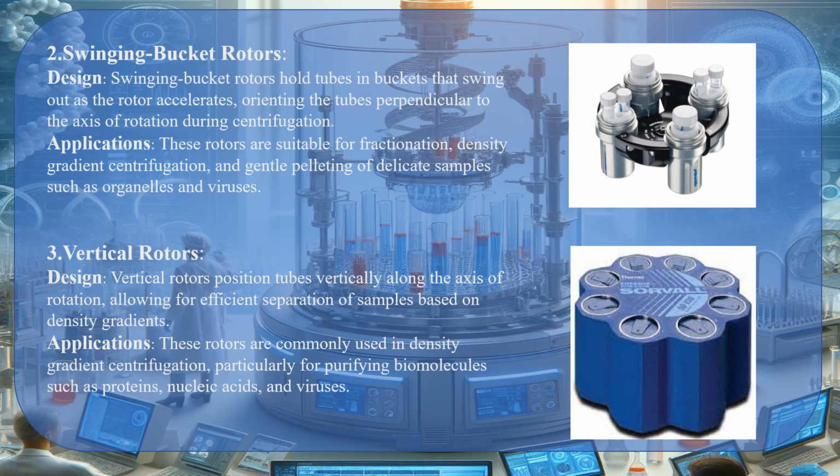Next, swinging bucket rotors. These rotors hold tubes in buckets that swing outward as the rotor accelerates, orienting the tubes perpendicular to the axis of rotation during centrifugation. They are used in density gradient centrifugation and gentle pelleting of delicate samples such as organelles and viruses. Vertical rotors hold tubes vertically along the axis of rotation, allowing for efficient separation of samples based on their density gradients. They are useful for biomolecules such as proteins, nucleic acids, and viruses.